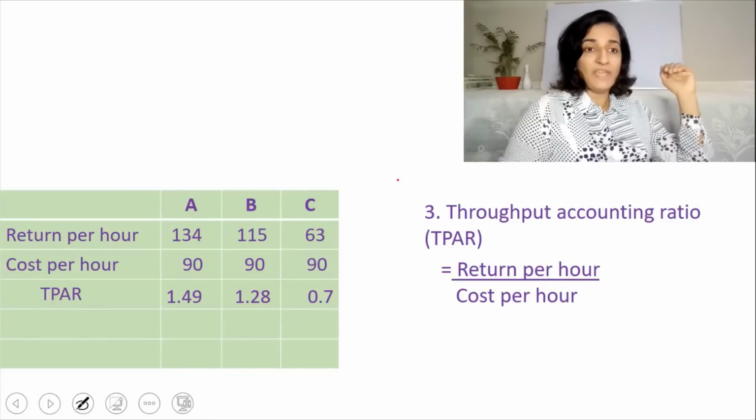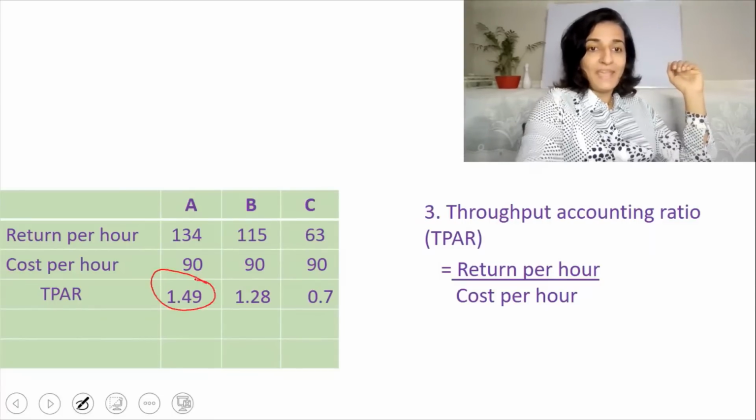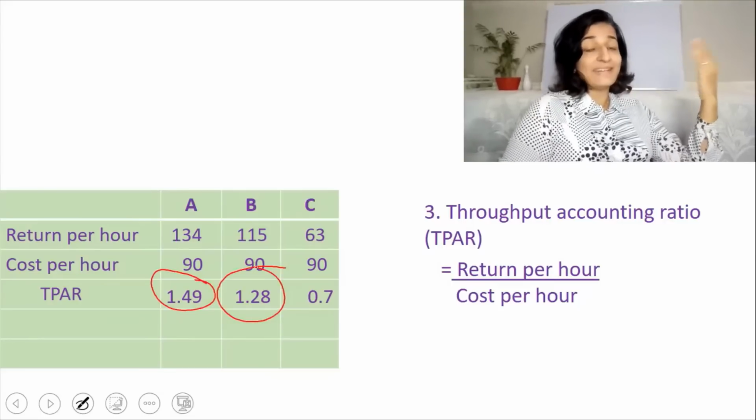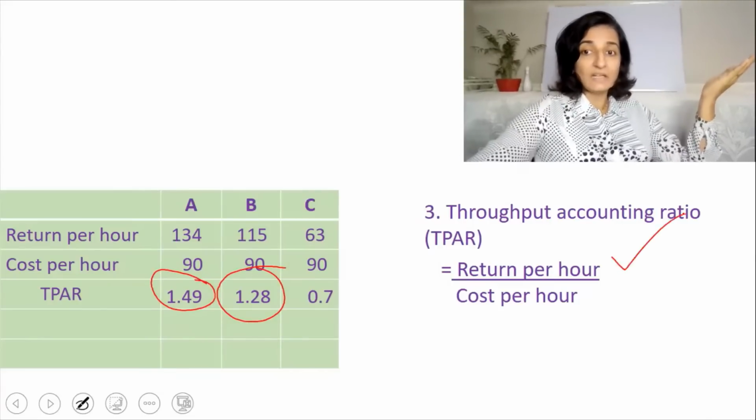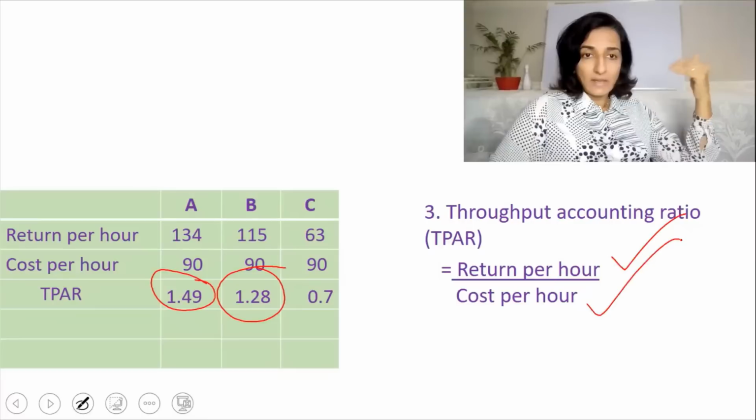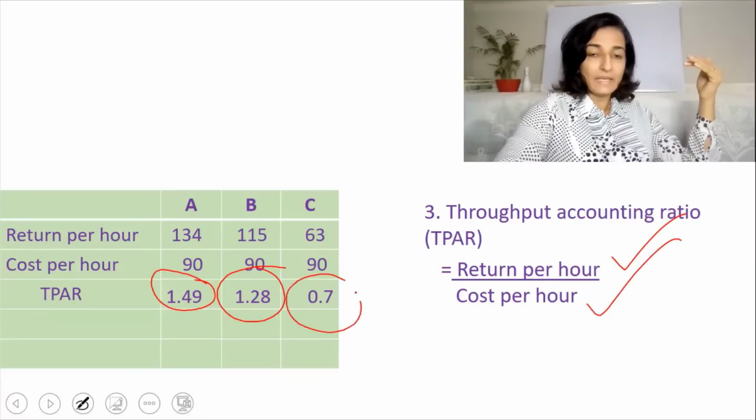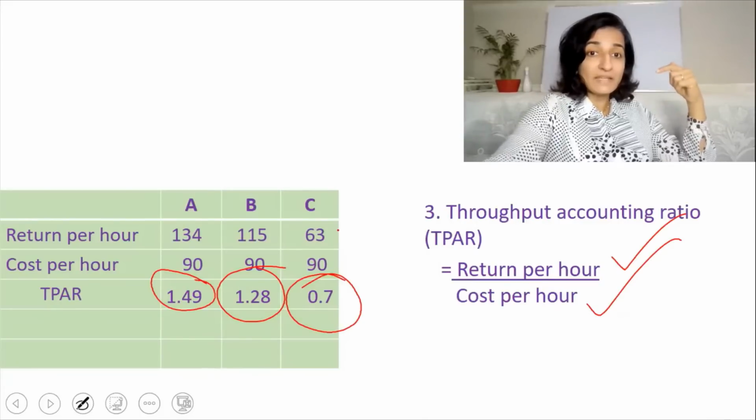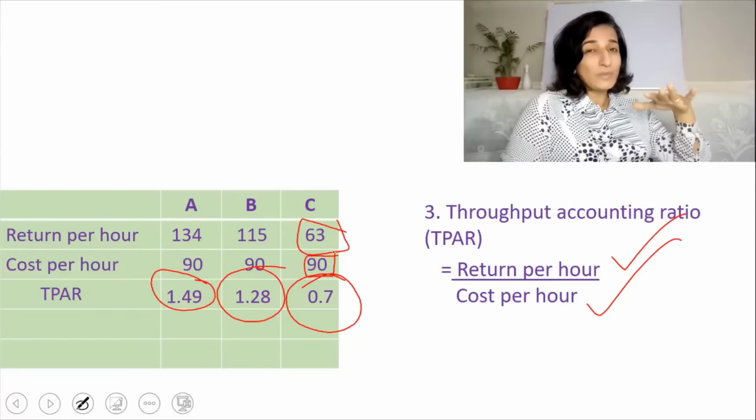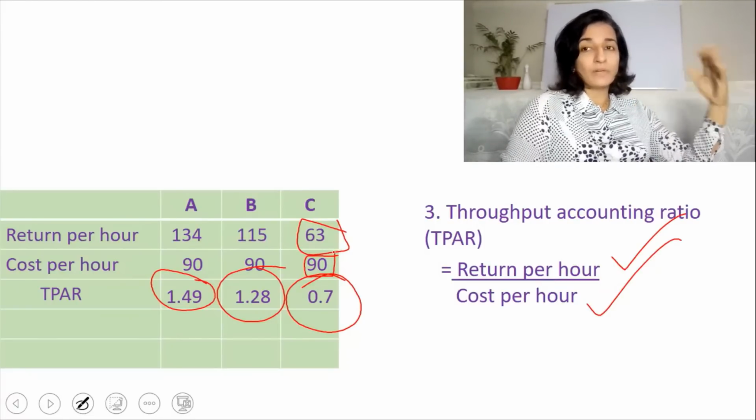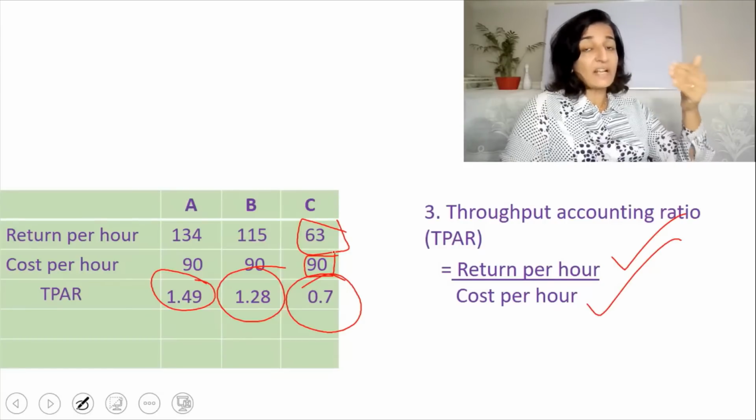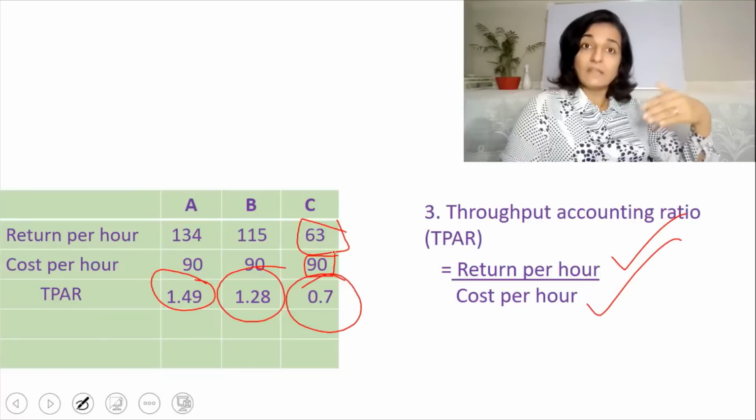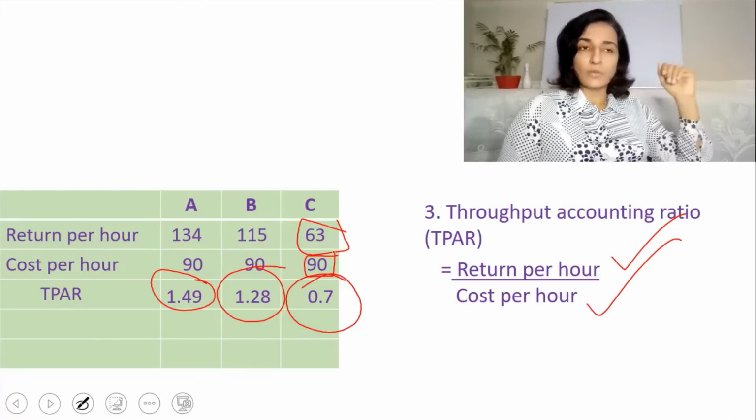Now, if you look at the TPAR, for product A and B, the TPAR is greater than 1, which means that the return is exceeding the cost. But for product C, it is only 0.7. That is, it is less than 1. That is, the return is less than the cost per hour, which means that C is not that profitable. That is, the rate at which the returns are coming in for C is lesser than the cost incurred per hour. Now let's get to the third part of the question.